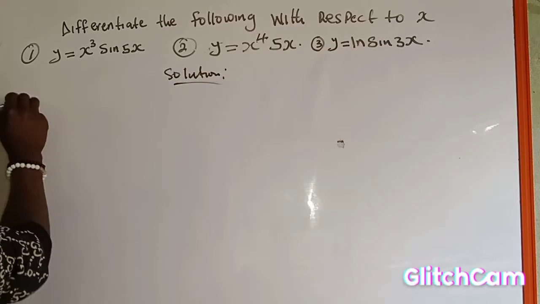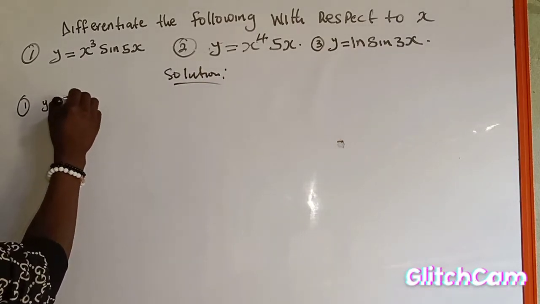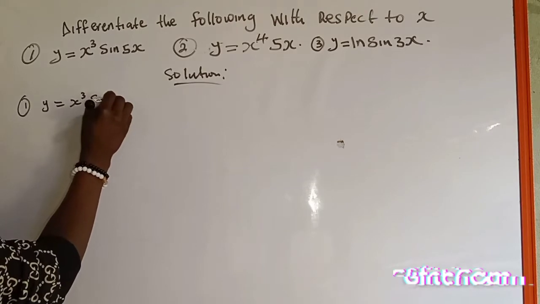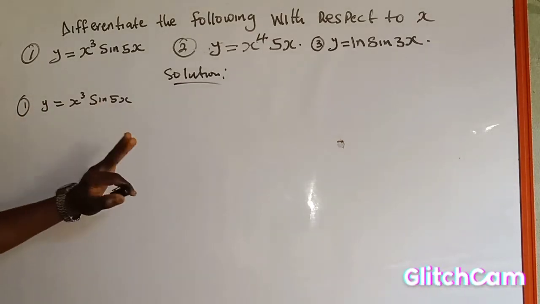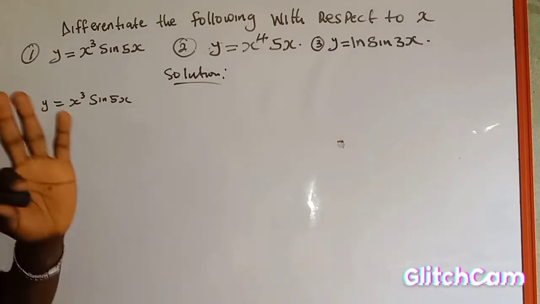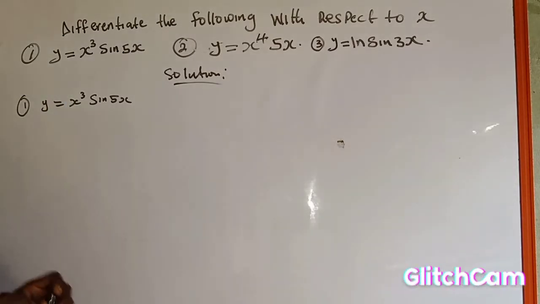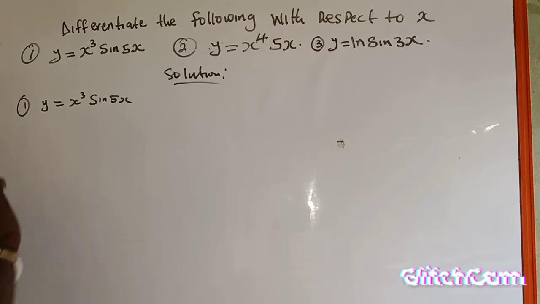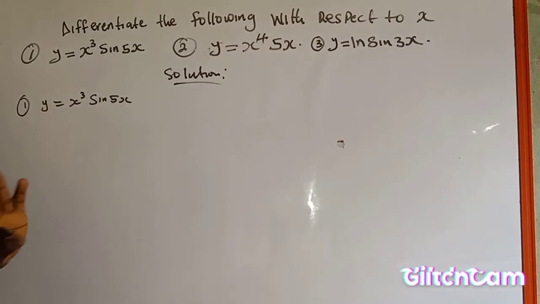The first part of the question says y as a function of s is equal to s cubed sine 5s. If you look at this function, normally we use the product rule to differentiate it, but today I'll show you a short trick to differentiate without writing the formula u dv over ds plus v du over ds. We are asked to differentiate this function with respect to s.